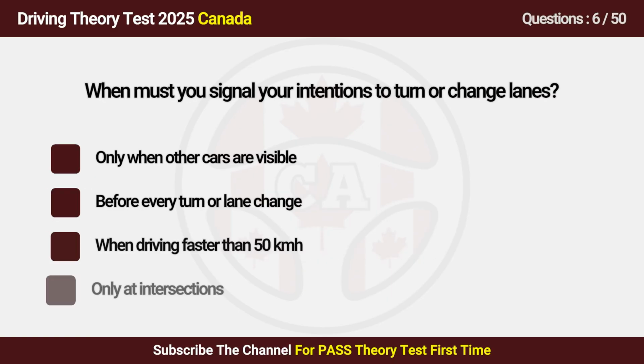Question 6. When must you signal your intentions to turn or change lanes? A. Only when other cars are visible. B. Before every turn or lane change. C. When driving faster than 50. D. Only at intersections.